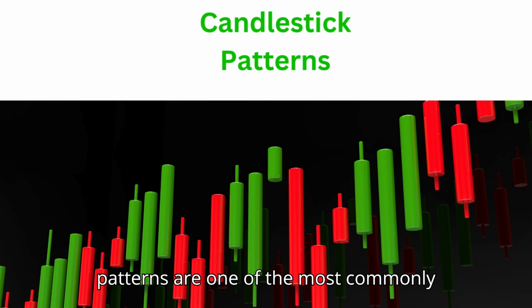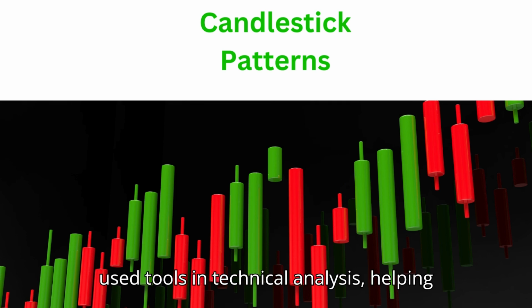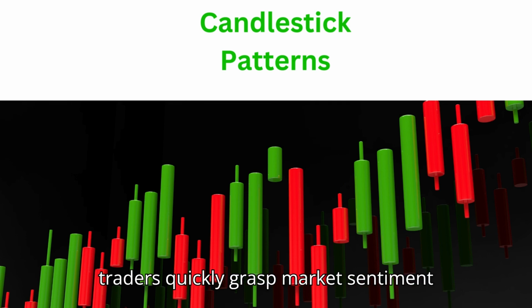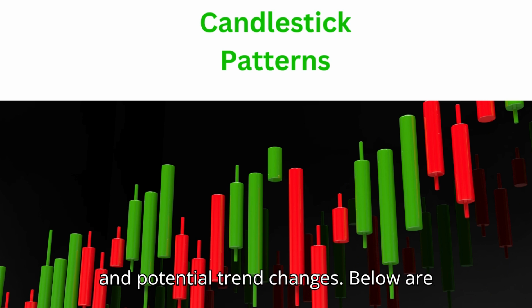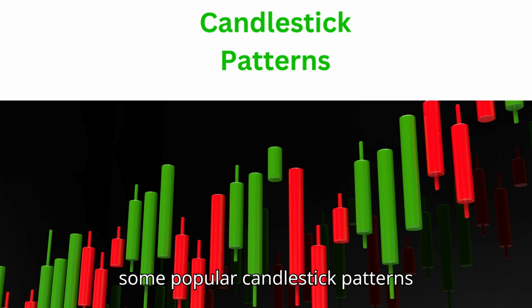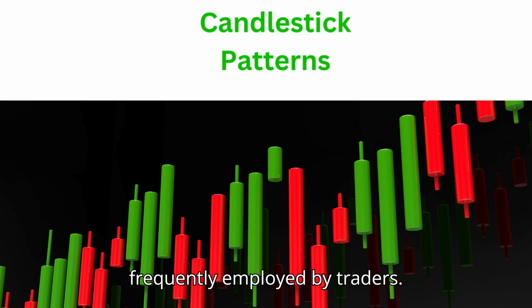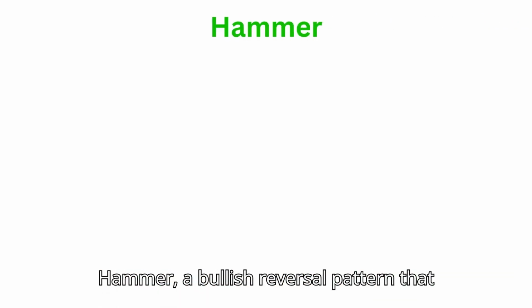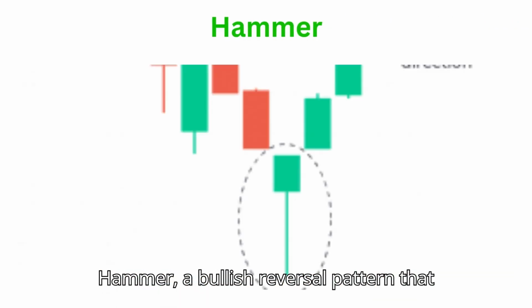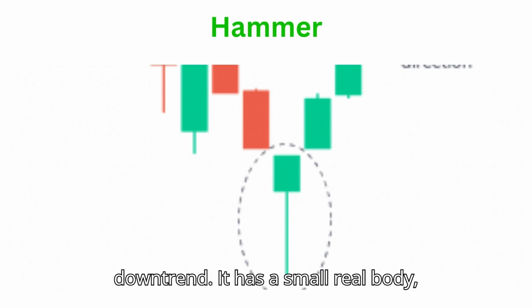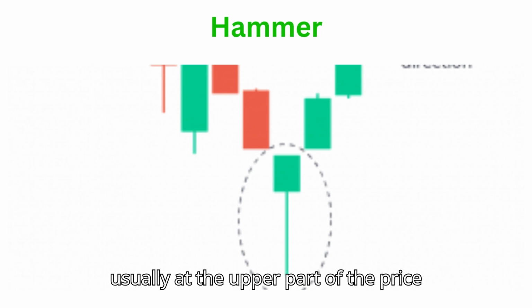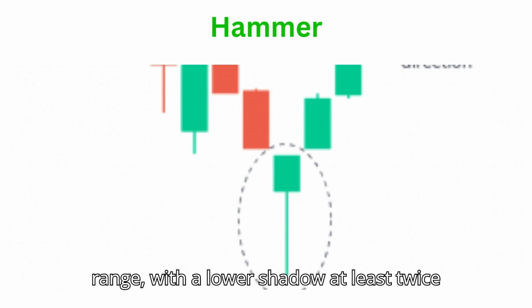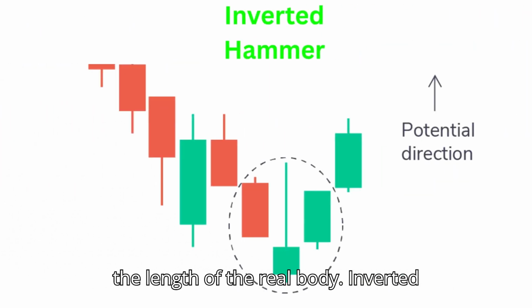Candlestick patterns. Candlestick patterns are one of the most commonly used tools in technical analysis, helping traders quickly grasp market sentiment and potential trend changes. Below are some popular candlestick patterns frequently employed by traders. Hammer, a bullish reversal pattern that typically appears at the end of a downtrend. It has a small real body, usually at the upper part of the price range, with a lower shadow at least twice the length of the real body.